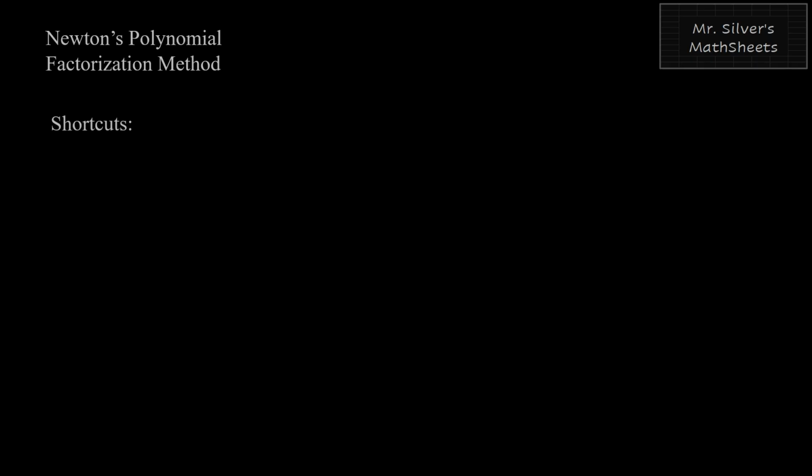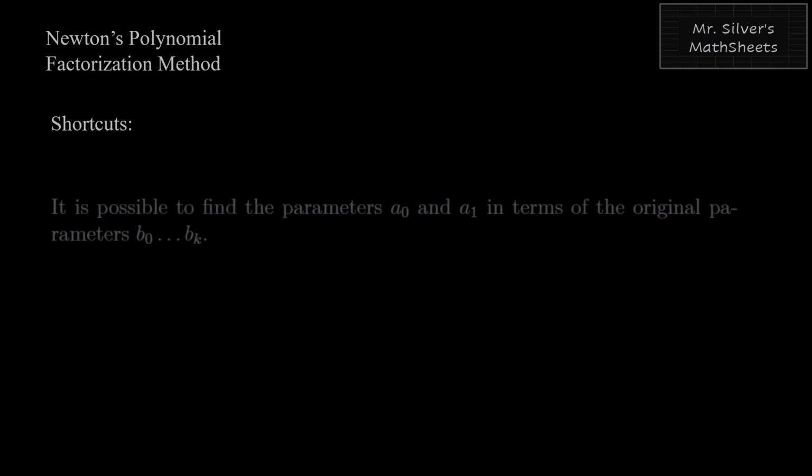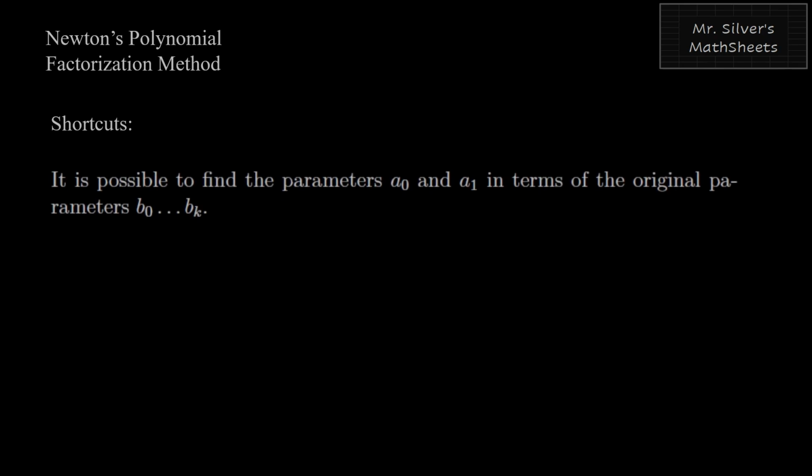Now these shortcuts we're going to talk about, you don't really need to know about them. But they might be useful if you want to use the algorithm a lot. It's possible to find the parameters a0 and a1 in terms of the original parameters. And by the way, one shortcut is to just not calculate a2, a3 and a4 because they're not used.